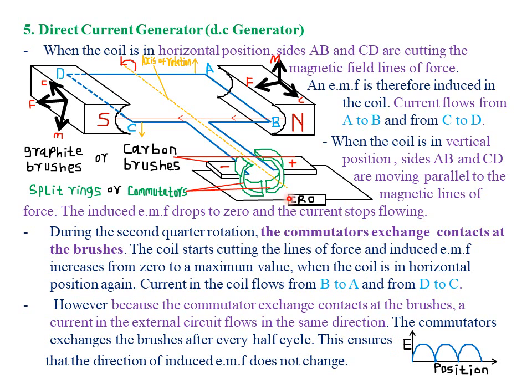So because of the commutators, the current will just be in one direction, that is in the positive direction only. So that is the difference between an AC and a DC generator.